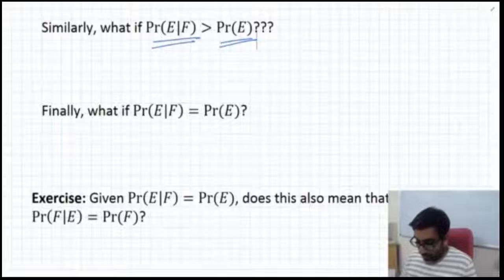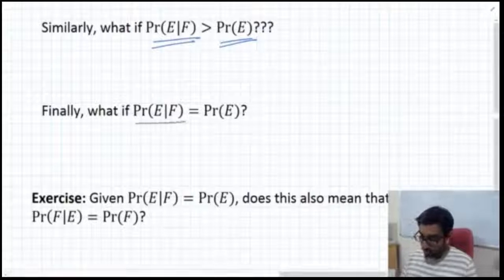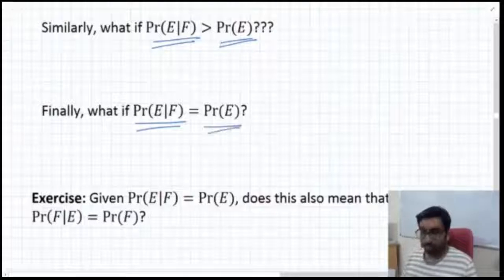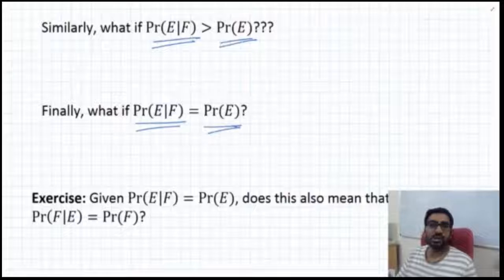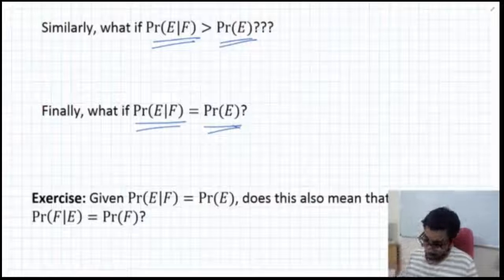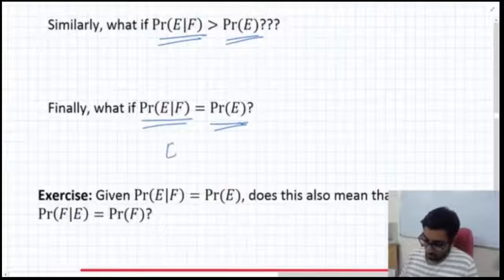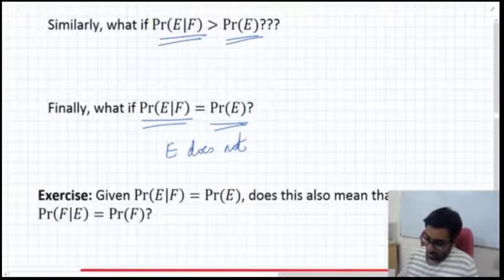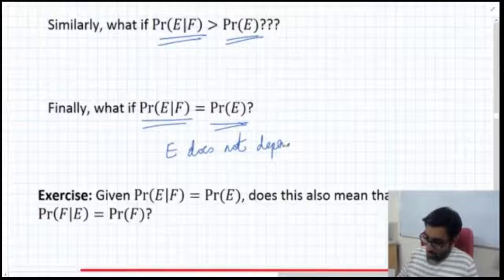On the other hand, now let's finally look at the case where the probability of E given F is equal to the probability of E. Now, under the condition that F has occurred, the probability with which event E occurs or does not occur is the same. It hasn't changed, and therefore now we can say that E does not depend on F.